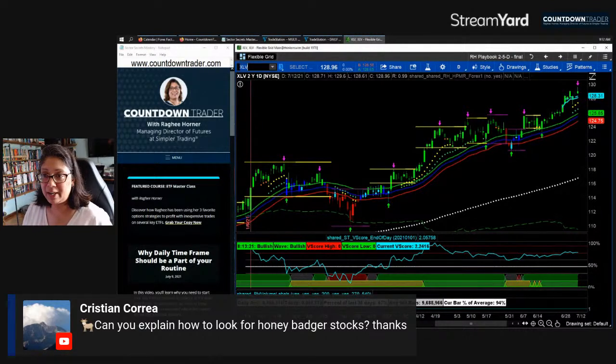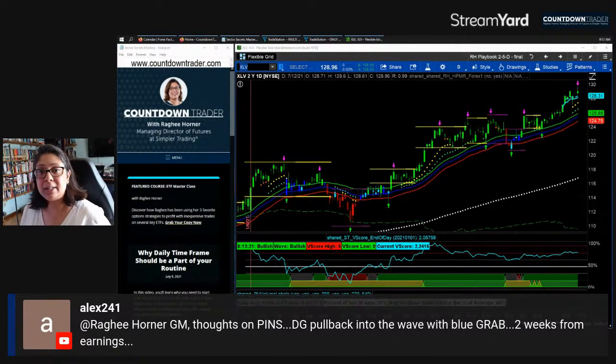And so that's the way I look at that. That's my definition of a honey badger, and that's the way I would go about looking for them. Double green. So let's put the Raghee verbiage in there. Double green with low weighting in sector and index ETFs.